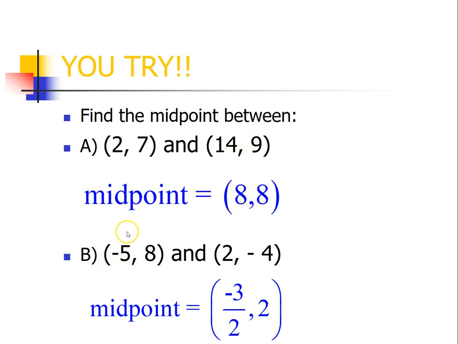Here we have a point in quadrant number 2, negative and positive. Here is positive and negative, so this one is in quadrant number 4. So their midpoint now will give us a negative result as well. So therefore we have negative 3 over 2 and positive 2.